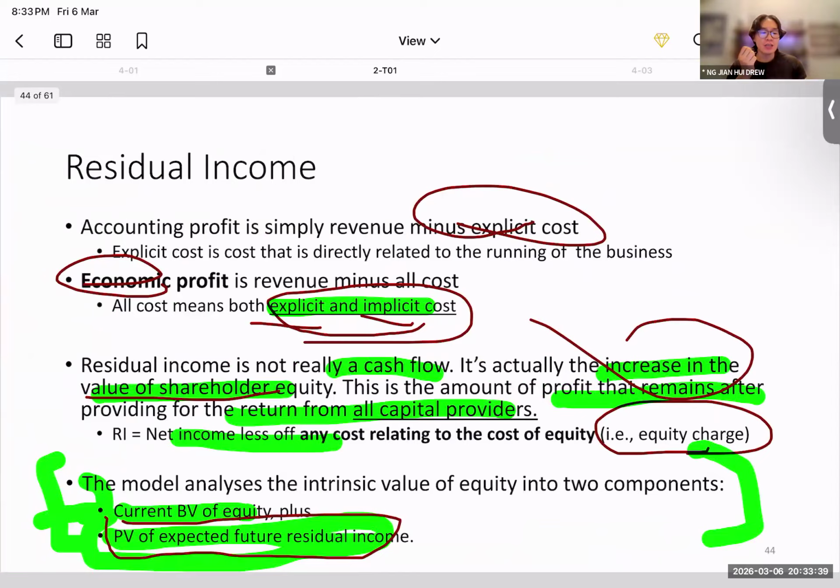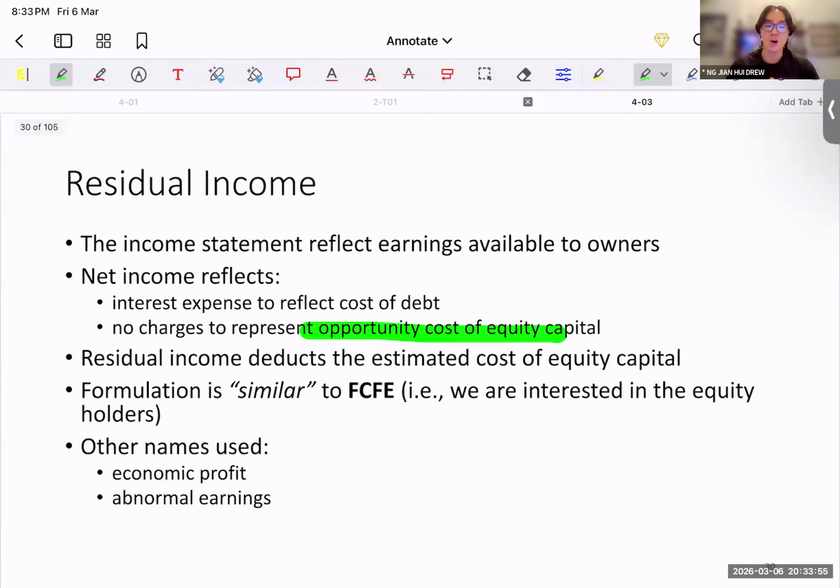Remember this slide where we mentioned economic profit is revenue minus all costs, and all costs means implicit and explicit costs. Implicit cost includes things like your opportunity costs. This is what residual income focuses on, which is different from your net income type of model, what we have been discussing for the last hour and a half, which was just focused on financial statements, our net income, our EBIT, our EBITDA.